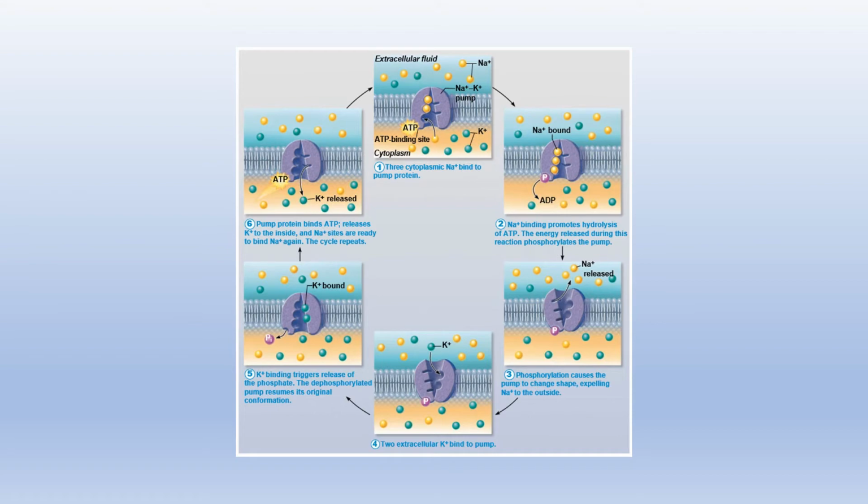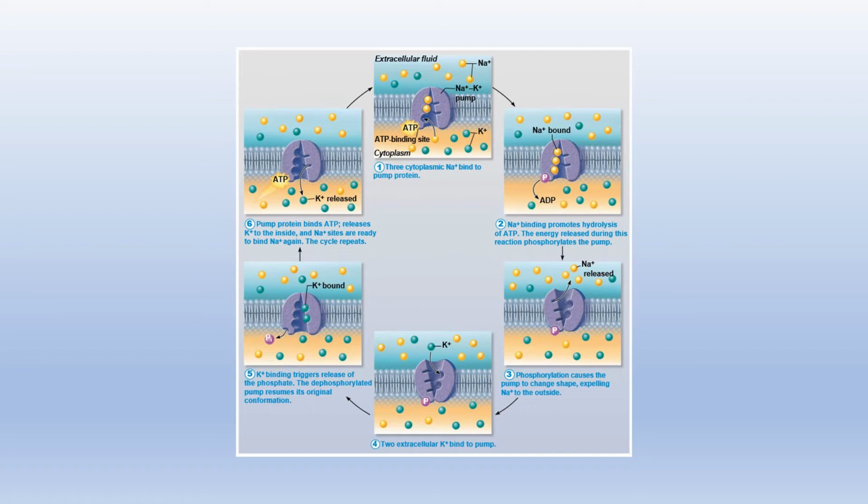The pump then kicks those 3 sodium off to the outside of the cell, and as it's open to the outside of the cell, it brings in 2 potassium molecules. Again, the pump phosphorylates or changes shape and reopens to the inside of the cell to release those 2 potassium molecules.